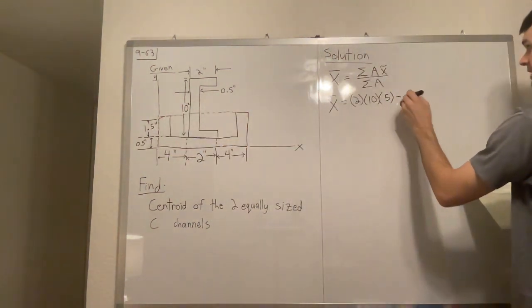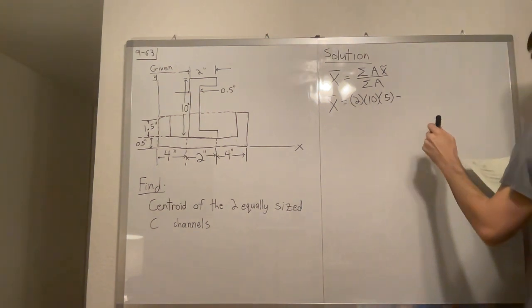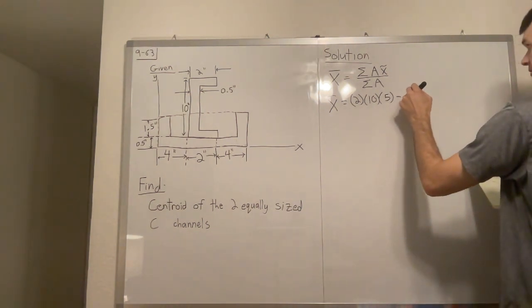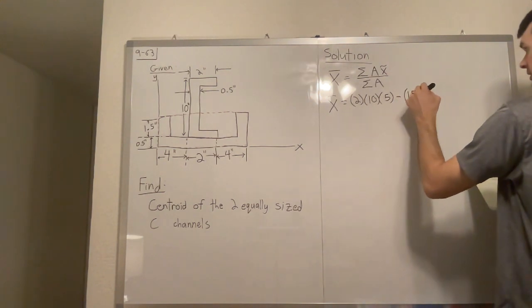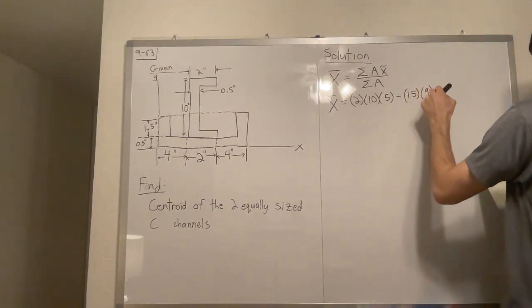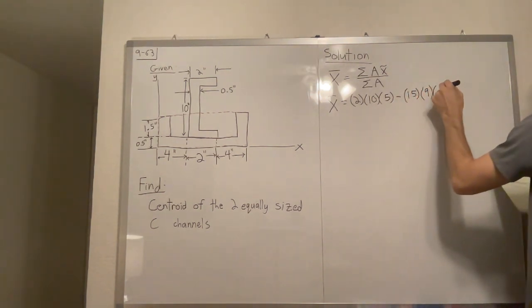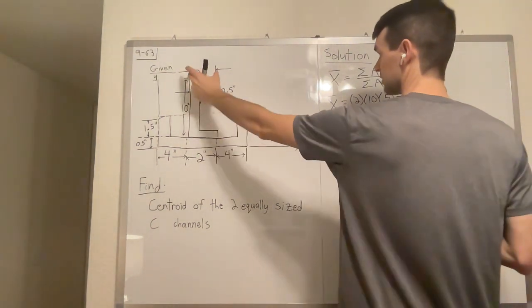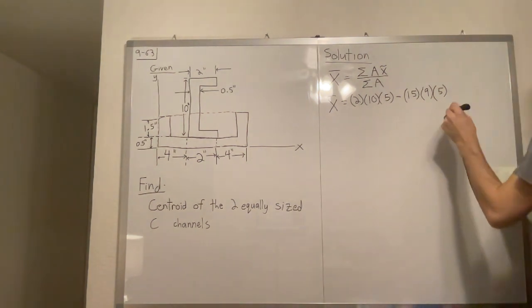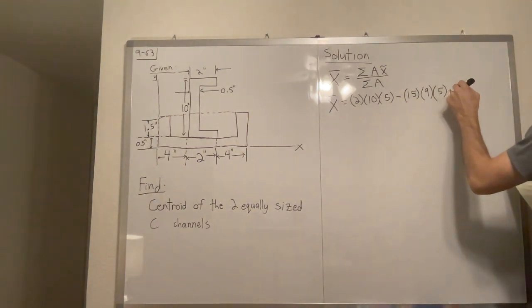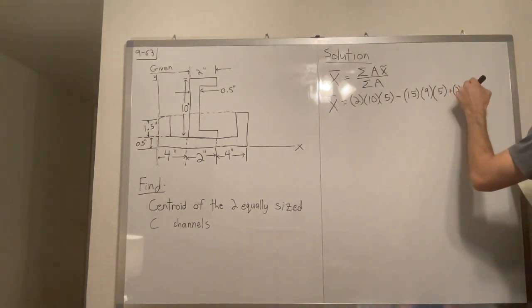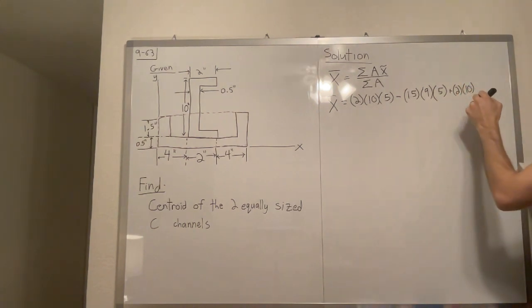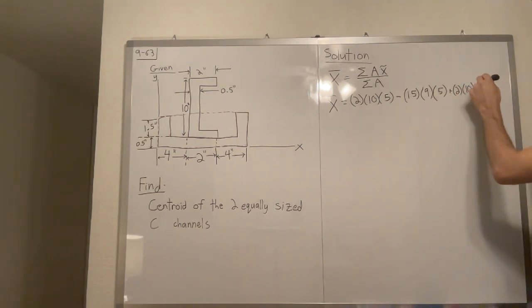So we're going to say minus, and that cutout portion is 1.5 tall and 9 long, and its centroid is also at 5. Now we're going to do the same thing for this tall guy. It is 2 times 10, and its centroid is conveniently also at 5.